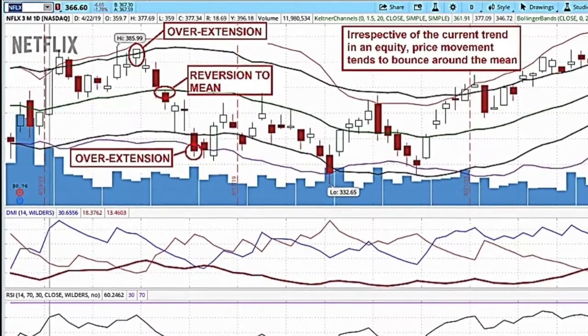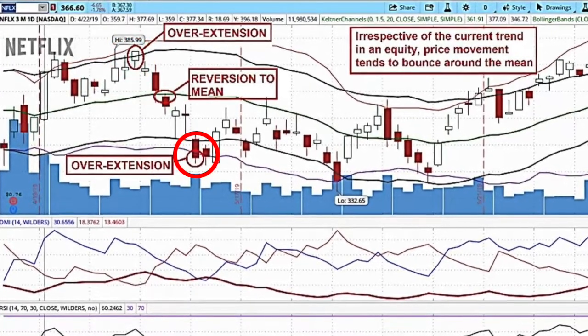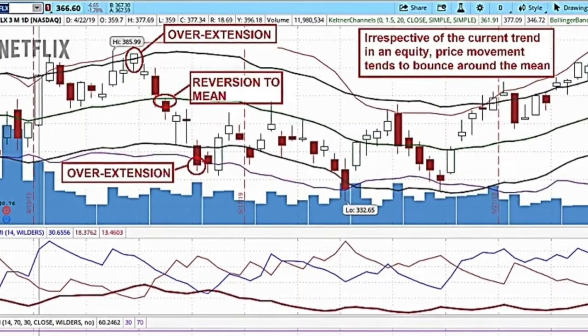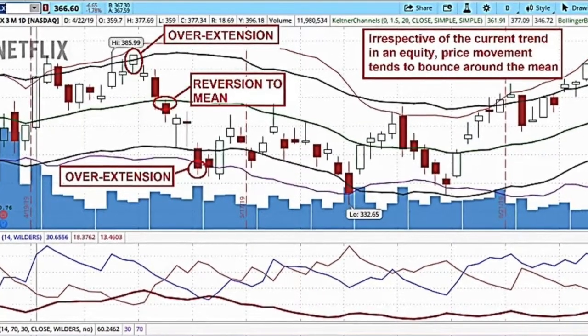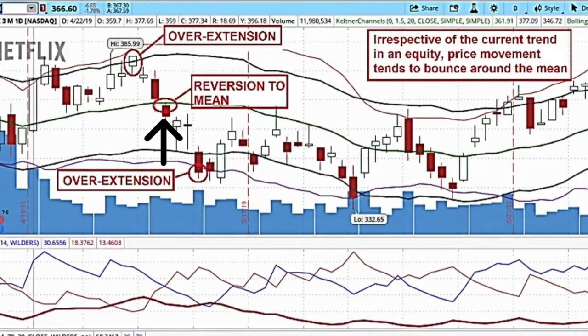When an equity approaches a price extreme, either to the upside or downside, the author takes a trade in the opposite direction of the current trend. The goal from this trade is to benefit from the fact that whenever a price is stretched too far away from the mean, it tends to bounce back.